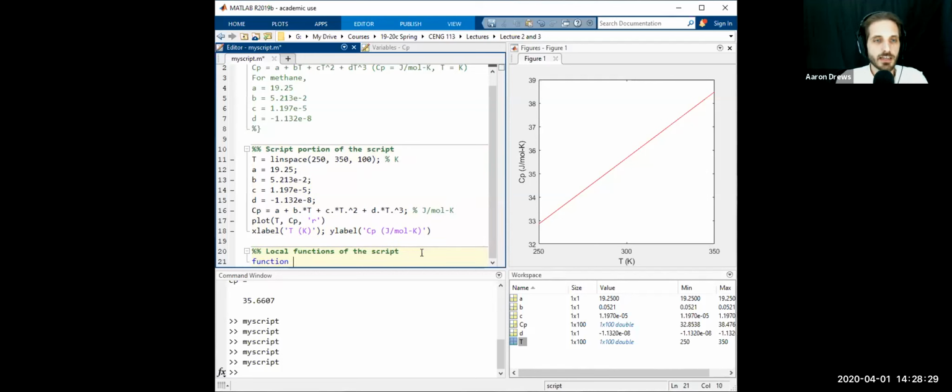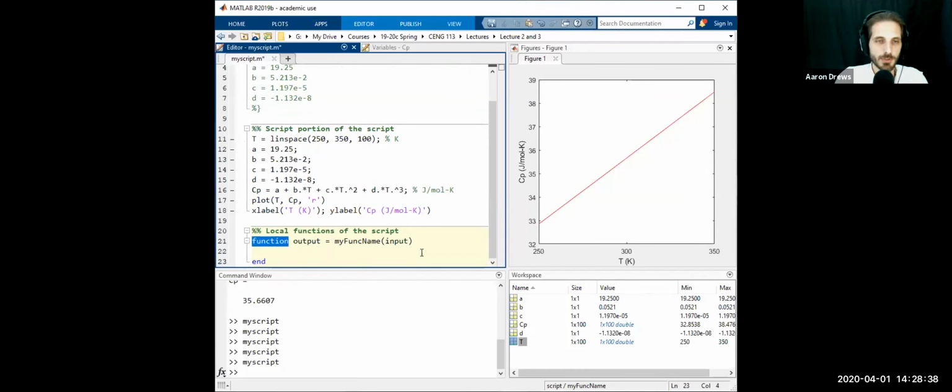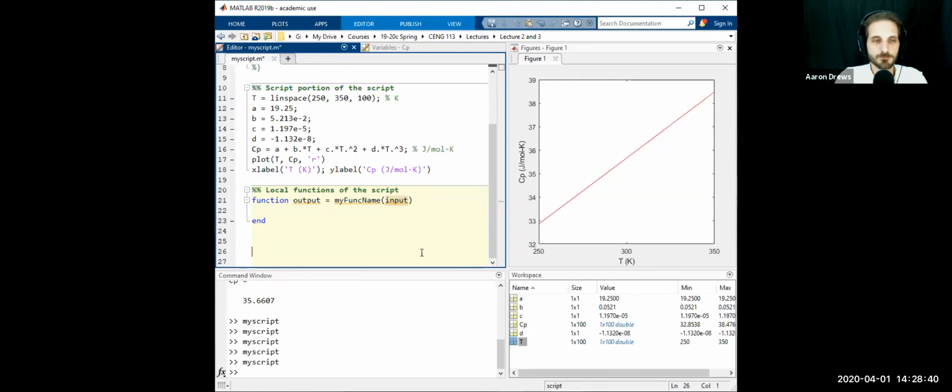The general syntax for a local function looks very similar to the syntax for a function that you've probably written before, which is just this, right? You say function, followed by whatever you want the output to be, give it a function name, and then whatever you want the input to be.